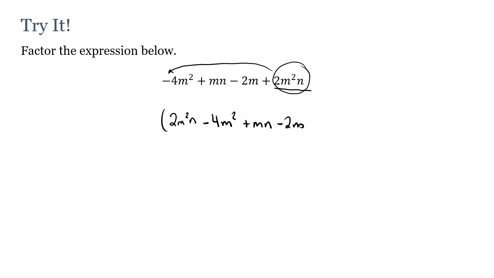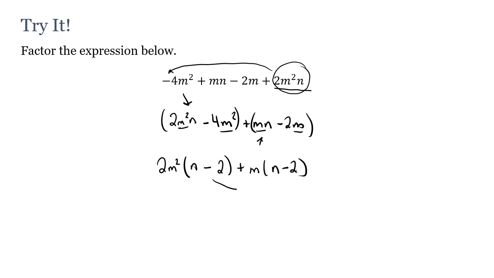Alright, so let's group. Draw my parentheses here. Ask the question, what is the biggest thing that these things have in common? 2 and 4 both have a 2 in common, because 2 goes into 4. They both have an m squared, so I'm going to pull that out, 2m squared. Alright, what's left over? Well, I have an n, because n times 2m squared gives me 2m squared n, and then over here would just be 2. Now this one, they both have an m in common, so I'm going to pull that out. I get n minus 2. Boom, these two things match. So I can rewrite it as n minus 2 times 2m squared plus m. And I'm done.